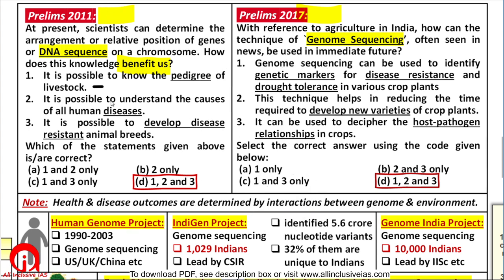Another sentence is, it is possible to understand the causes of all human disease. You may think that there are some genetic diseases, so obviously by DNA sequencing or genome sequencing, we will know the cause of genetic disease. But what about non-genetic disease? See, actually the second sentence is correct.